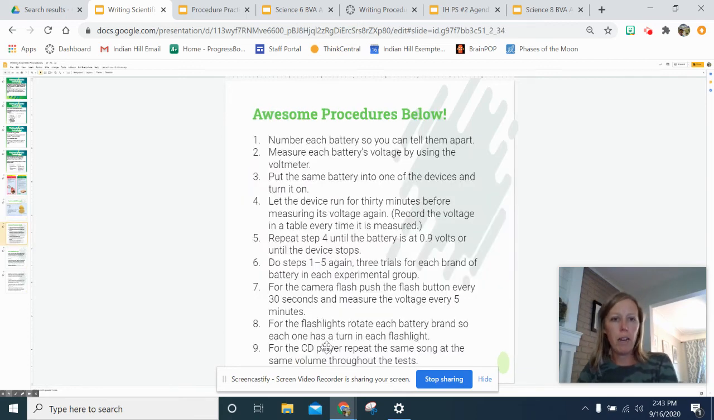So I'm going to provide here an example, some awesome procedures, full of detail. They use small, discrete steps. There are action verbs. There are no pronouns. I'm going to let you read that to yourself. I'll give you guys a minute.